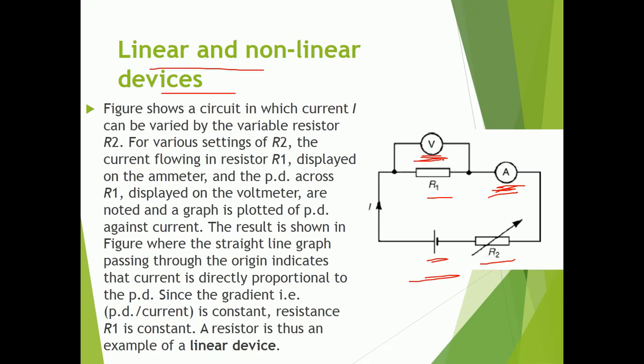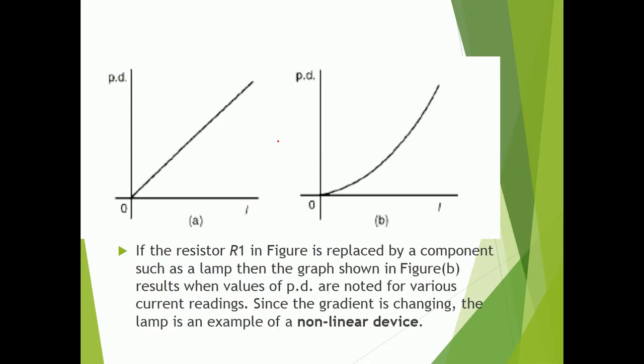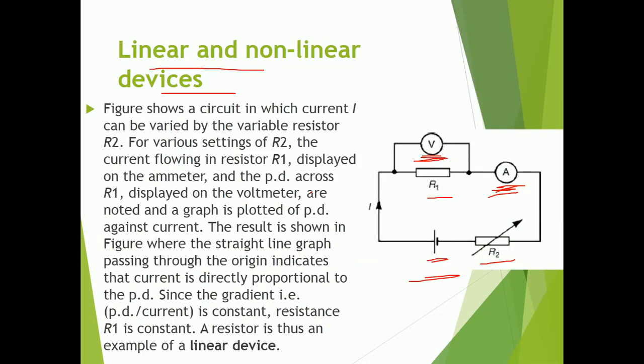So by taking the values, we can easily plot a graph. And the graph comes out to be a straight line passing through origin. So in all the cases when we are having a straight line passing through origin, those are known as linear devices. That means voltage and current are linearly varying with each other.